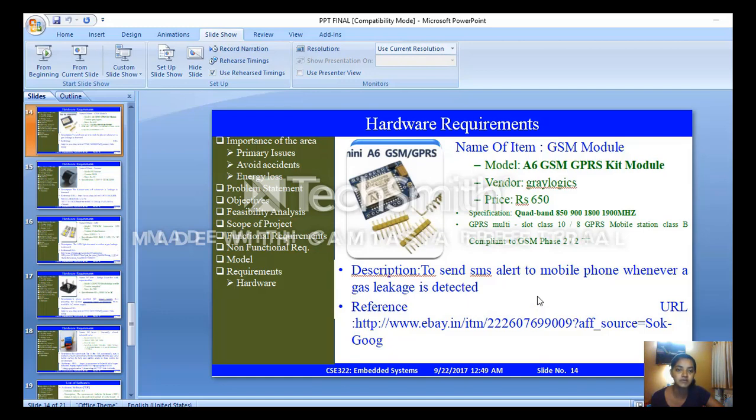The first hardware requirement is GSM module. GSM is used for mobile communication modem. It stands for Global System for Mobile Communication. The model we are using here is A6 GSM GPRS kit module. The vendor is Greylogics and the price is around rupees 650. The description of the GSM module is that it is used to send an SMS alert to the user whenever a gas leakage is detected.